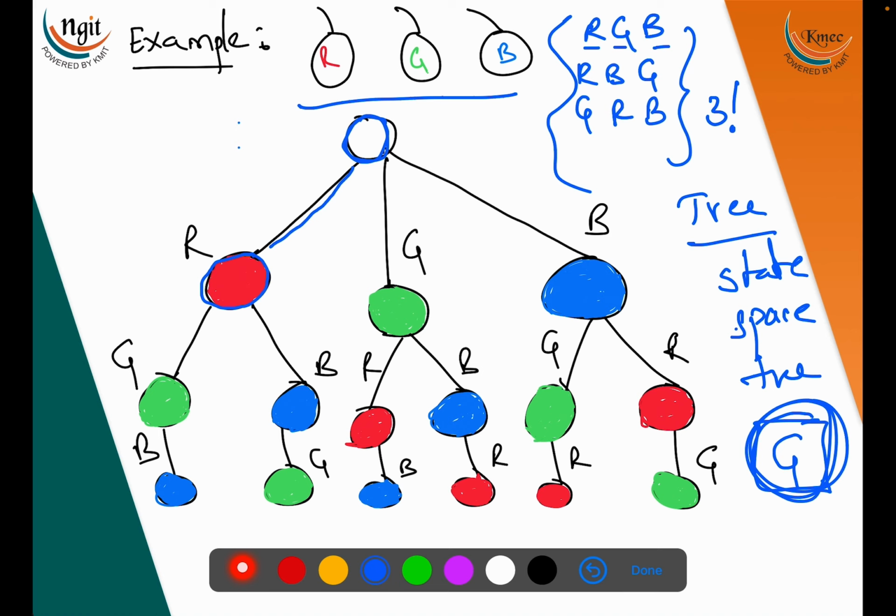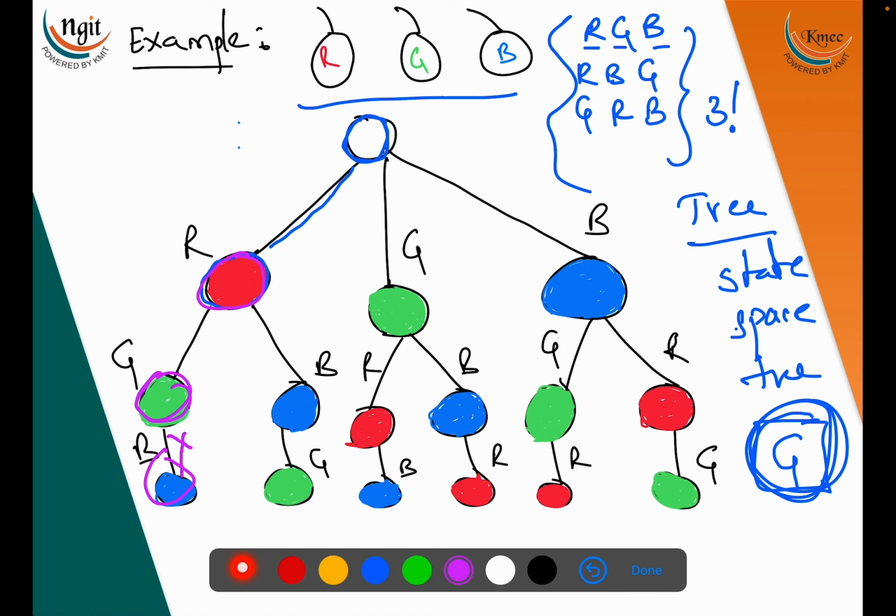Let's check. The first possible solution is this. So first of all red, then green, then blue. Now green should not be in the middle as far as our constraint is concerned. So at green, we will not extract this node. What we'll do?